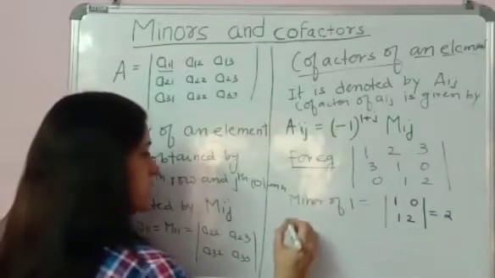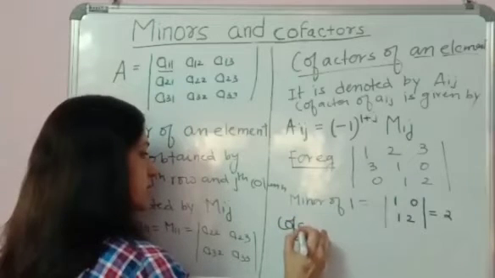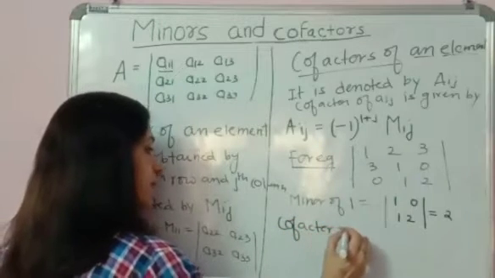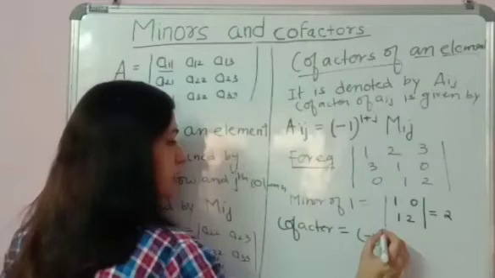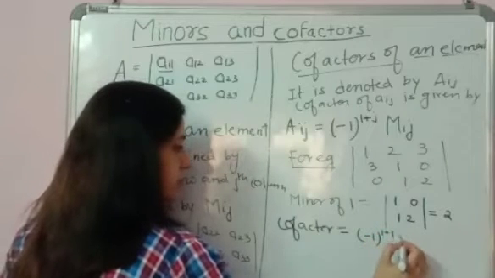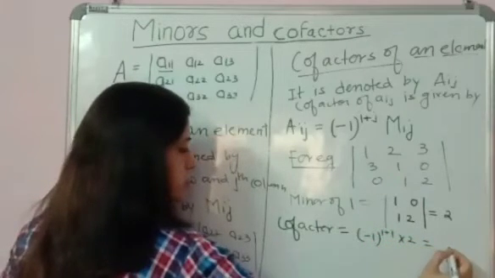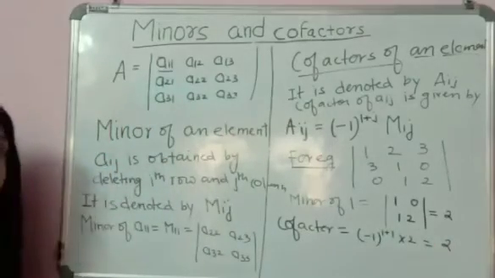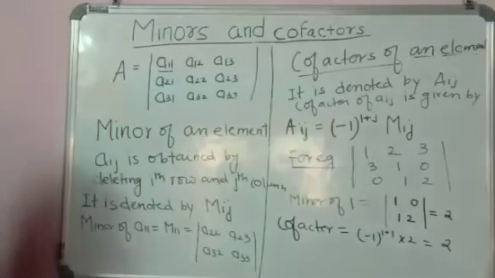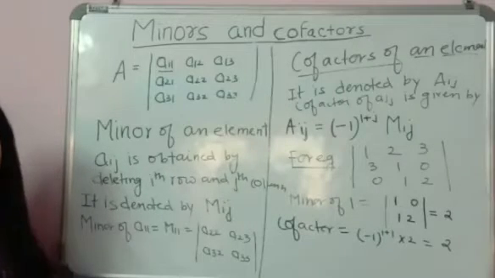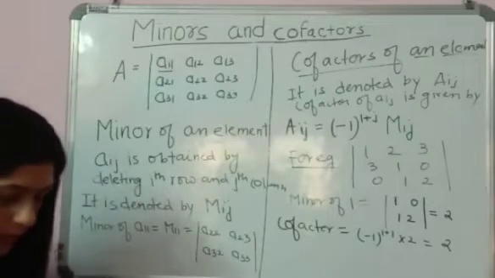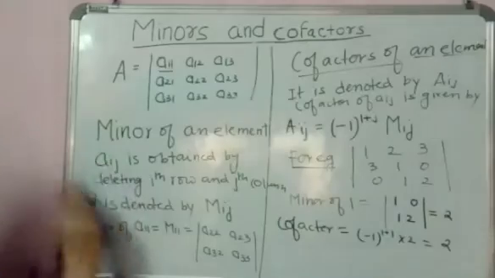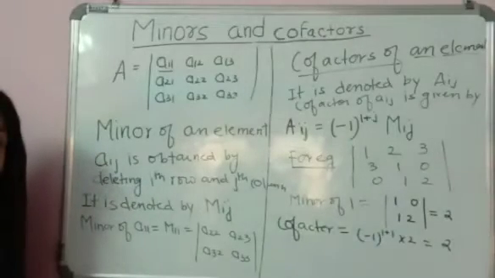And now what about its cofactor? Its cofactor will be equal to -1 power 1 plus 1 into 2, so it is equal to 2 only. In this way you can find the minor and cofactor of any given element. So this was about minors and cofactors.